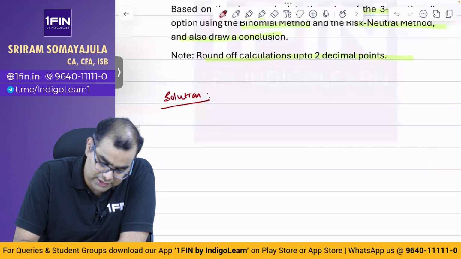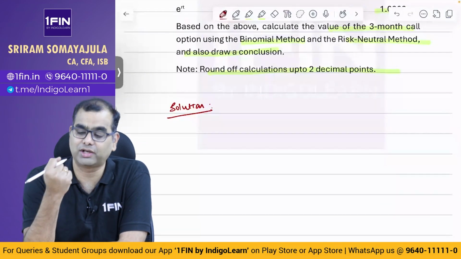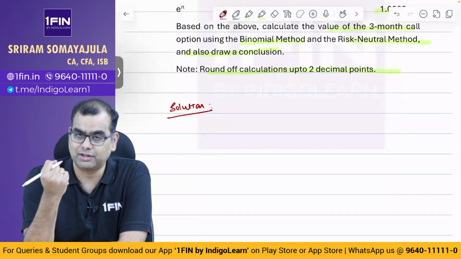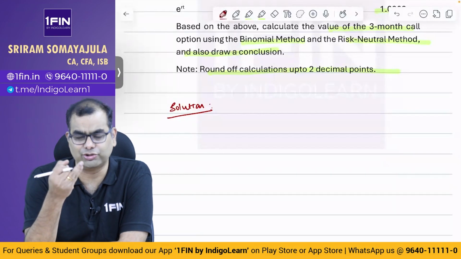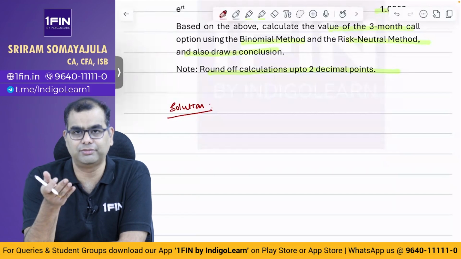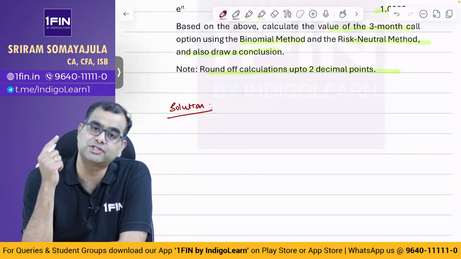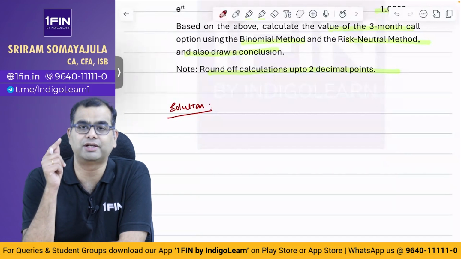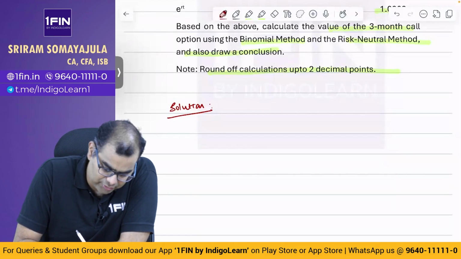First, let us calculate the value of the 3-month call option using binomial and risk neutral. When we say binomial, what are the methods that you can use? You can use delta hedging, or you can use a replicating portfolio. You can use one of them. I will use only one. If you have time, you can use both. Okay. Risk neutral is what? Risk neutral probability is equal to (e power RT minus D) by (U minus D). Okay. So first, binomial method.